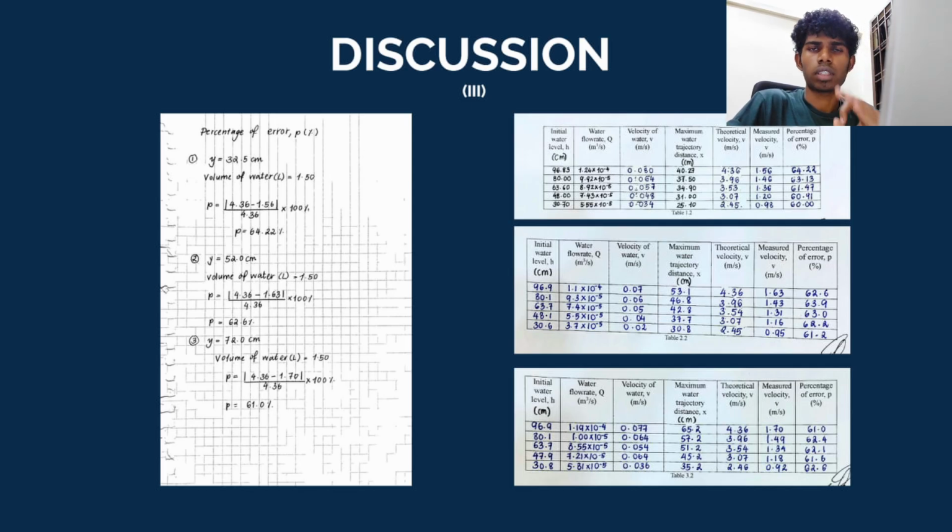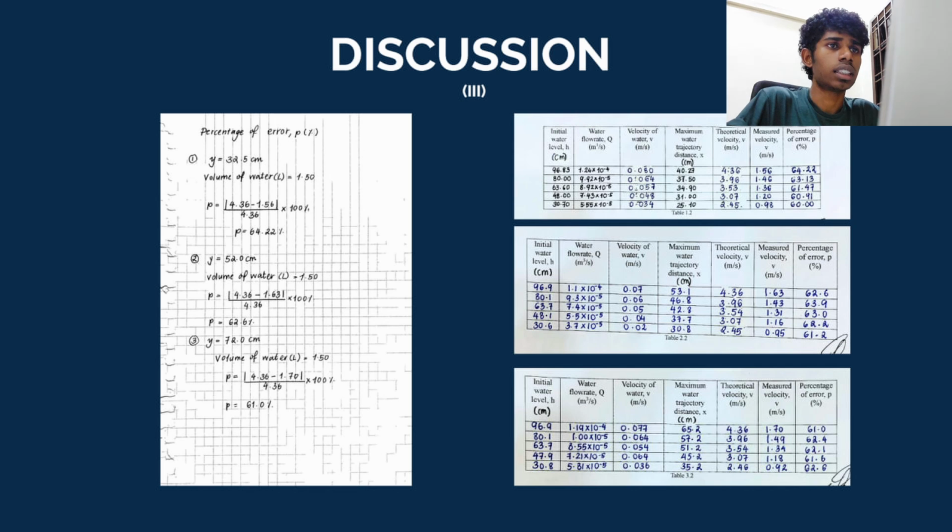For the part 3 discussion, I have to talk about the percentage of error. Since I already stated all the percentage errors we got in the experiment in the table, on the left-hand side, doctor can see how we get the percentage error using the formula. This is how we get the percentage error by using the formula.